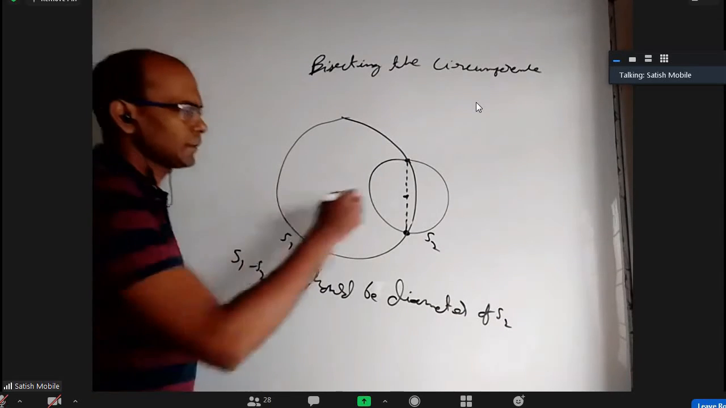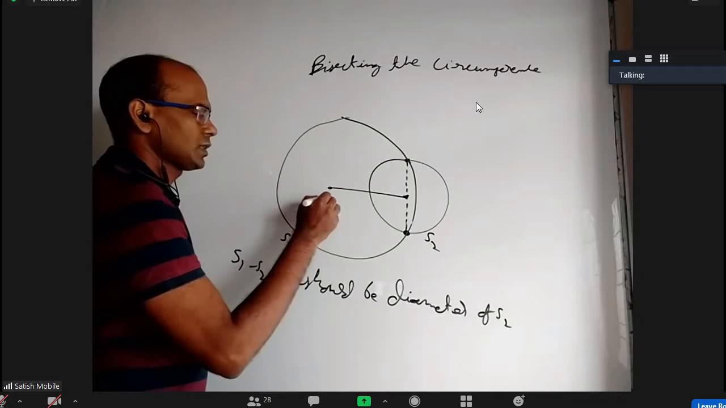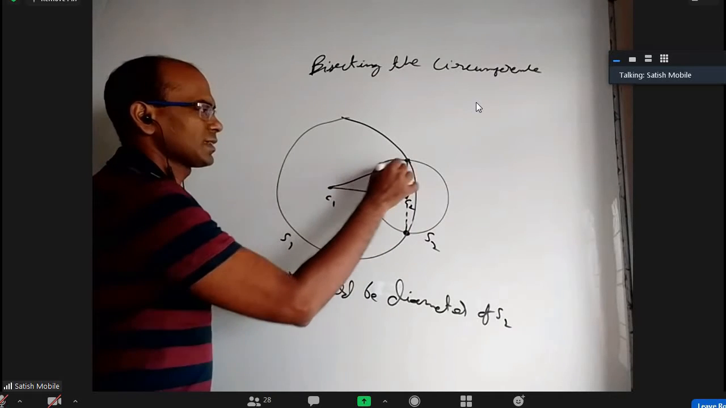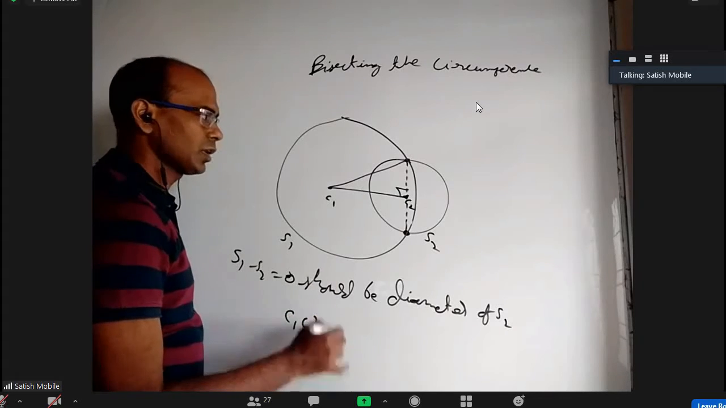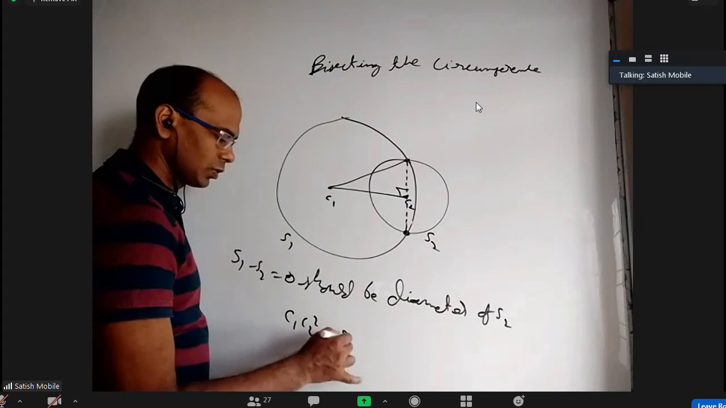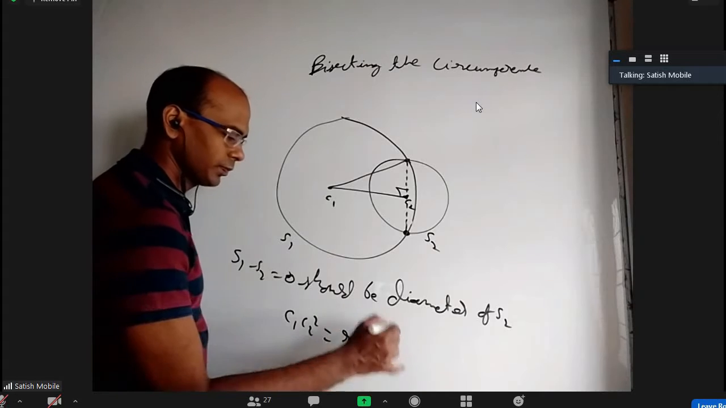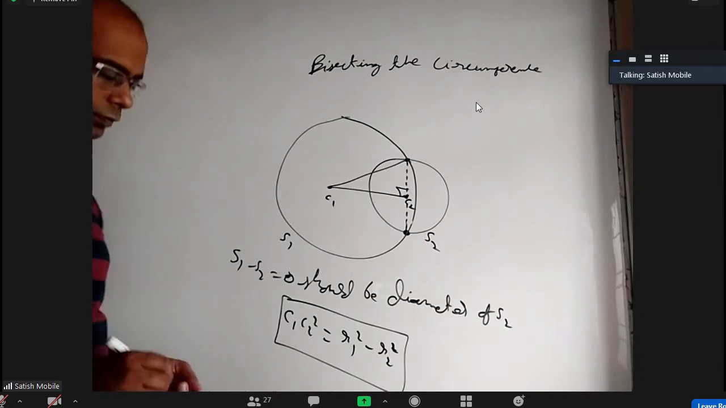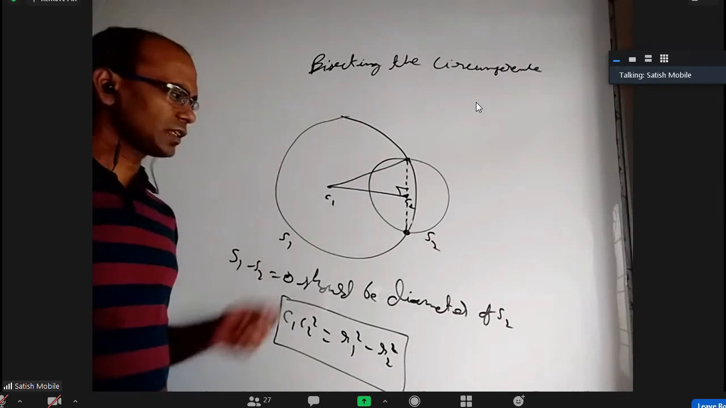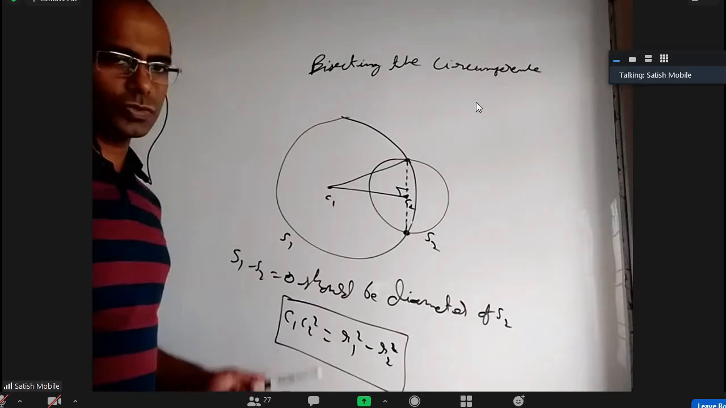Another way to see it: this is C1, this is C2, this is R1, this is R2. This forms a right angle triangle here. C1C2 square plus R2 square is equal to R1 square. This is also another way to check, either this way or this way. They usually check by this method, but we can also check the other.